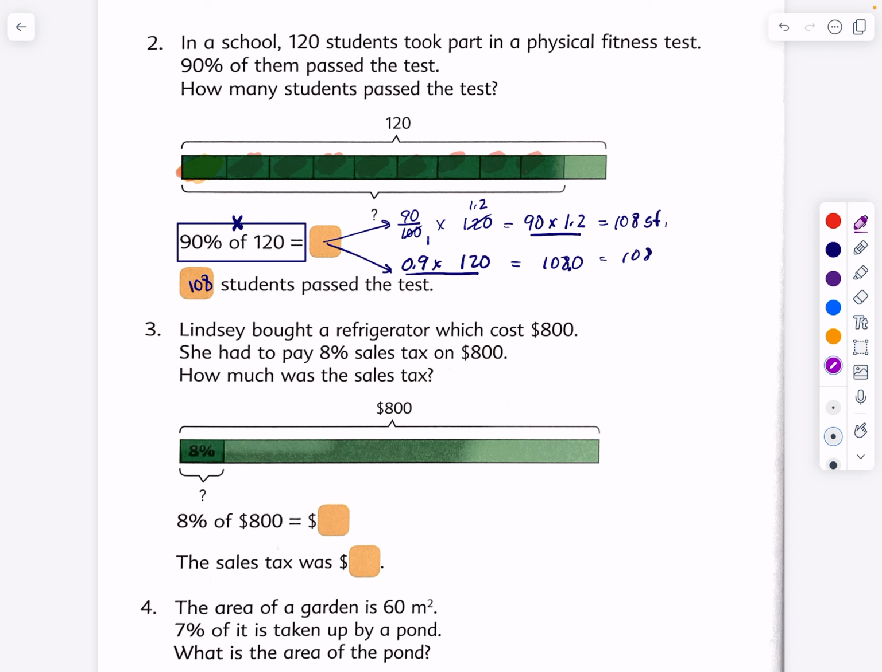Another way to think about it, there's so many different ways. We can say 120 divided into 10 equal parts. We can say 12, 12, 12, 12, 12, 12, 12, and so on. And 12 times 9 equals 108.